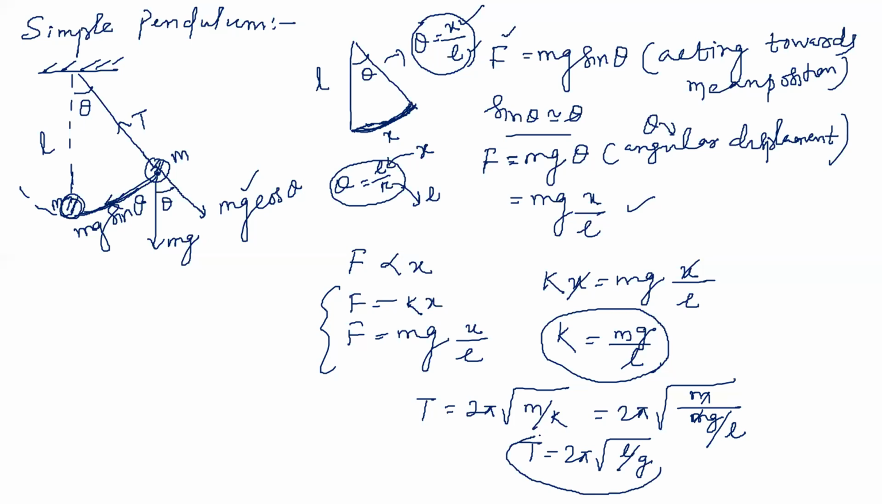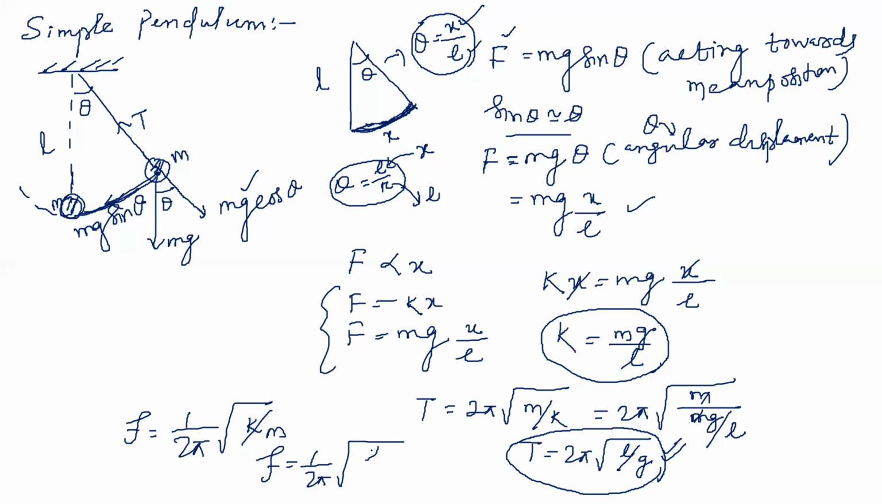Now you will be clear why we usually take the time period of a simple pendulum as T equal to 2 pi root under L by g. If it is asking about frequency, then frequency is equal to how much? 1 by 2 pi root over k by m. Or you reciprocate directly. That is, frequency is going to be 1 by 2 pi root under L by g. Correct? That is going to be the frequency. So this is the expression for the time period of a simple pendulum. And after learning SHM, you got to know how this formula came into being.